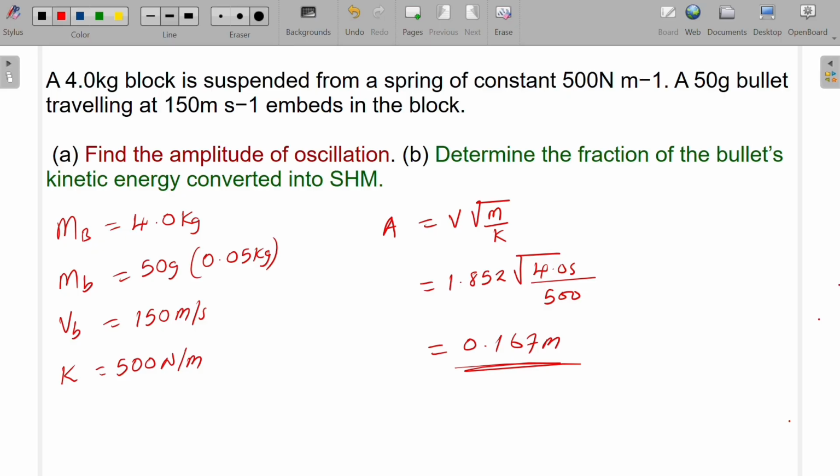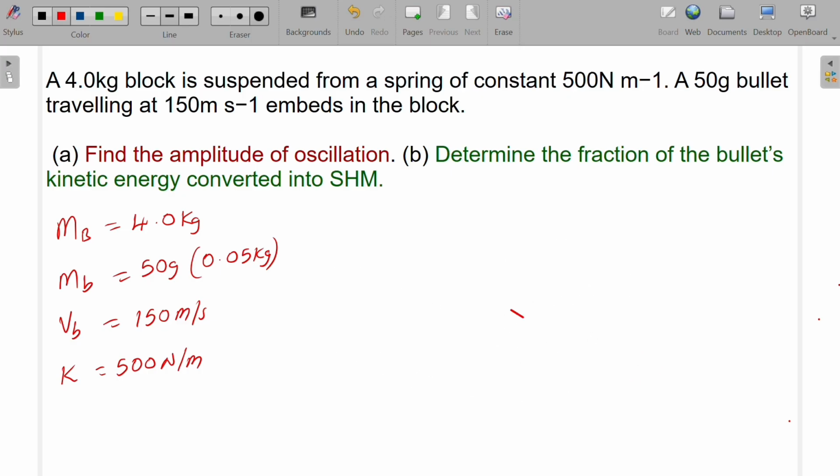Now, let's look at the second one, which is to determine the fraction of the bullet's kinetic energy converted into simple harmonic motion. How do we solve this one? In order to solve this one, we need to calculate the kinetic energy at the initial point of the bullet and calculate the kinetic energy of the system. So let's start by finding the kinetic energy of the bullet.